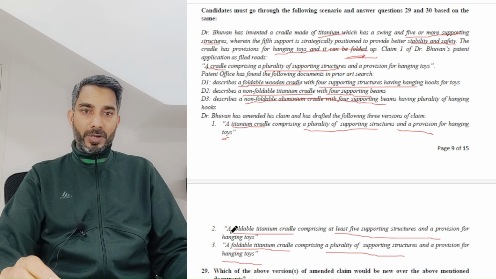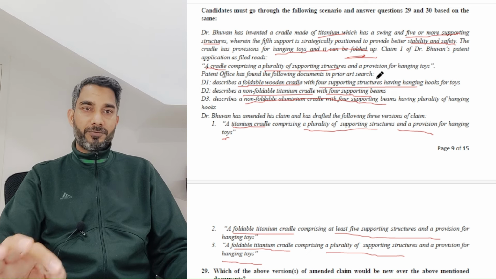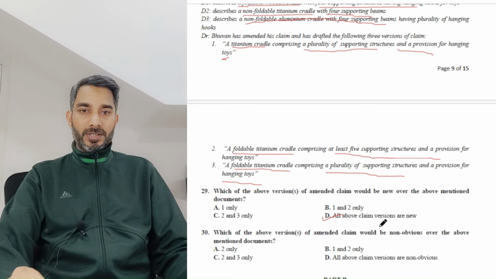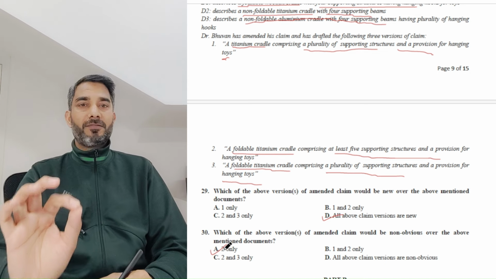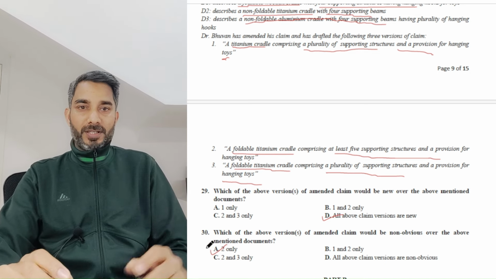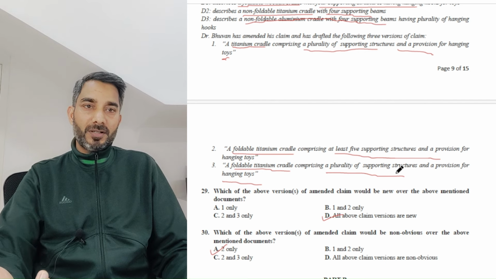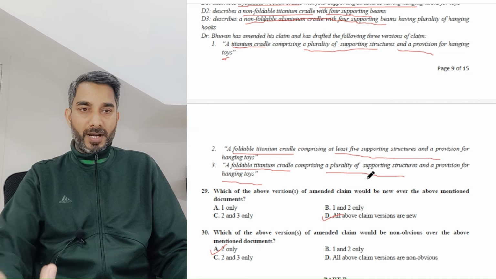Here we have mentioned a foldable titanium cradle comprising at least 5 supporting. None of them have 5 as such. 4. We have said 5, right? So claim 2 is kind of a good claim that way, because we have categorically mentioned we have 5 and we are foldable titanium. So that way, third could be a good one, but then we say plurality of supporting structure, which is there in most of them. Plurality, anything more than 1 is plurality, right?